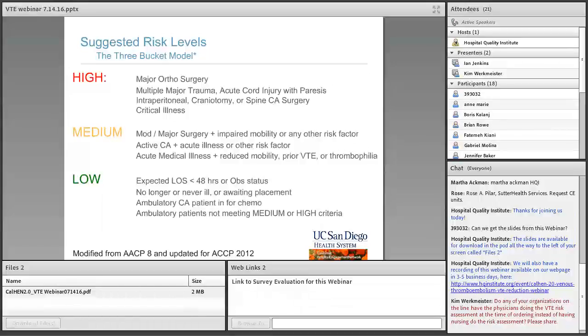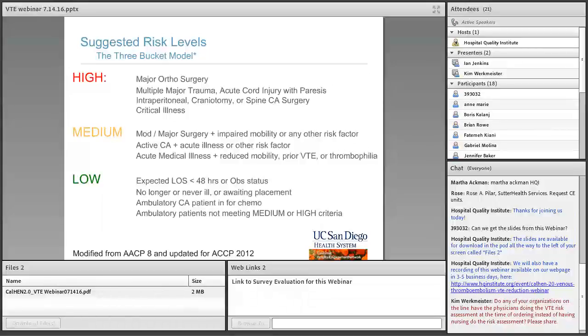So let's jump back up to medium and think about who that is. If you have moderate or major surgery plus something else, you're a medium-risk patient. So that could be impaired mobility. It could be another risk factor, like a history of a prothrombotic condition. If you're a cancer patient and you have something else, you're a medium-risk patient. So that could be an acute illness. It could be another risk factor. It could be history of venous thromboembolism. That would be enough, obviously.